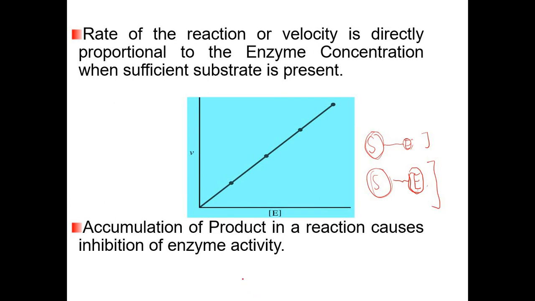And then accumulation of product in a reaction causes inhibition of enzyme activity. That is why the product is also one of the factors that could affect the reaction speed, because it could inhibit the enzyme activity. Once you have too much of the product, that product could be toxic to the enzyme. That is why it inhibits the activity of the enzyme. Okay?